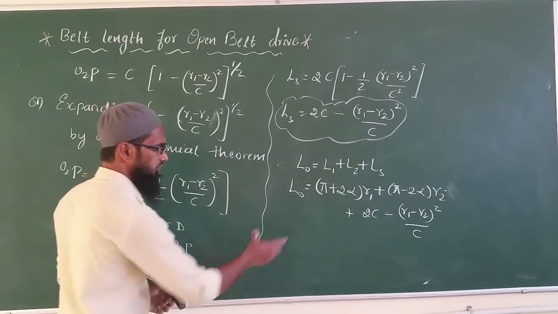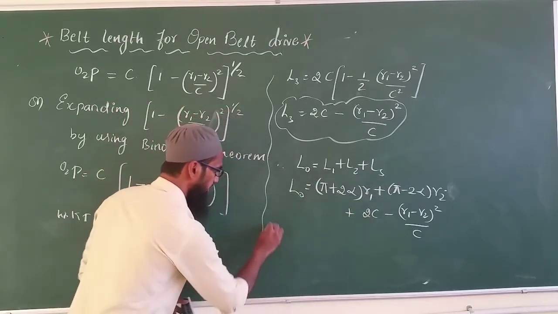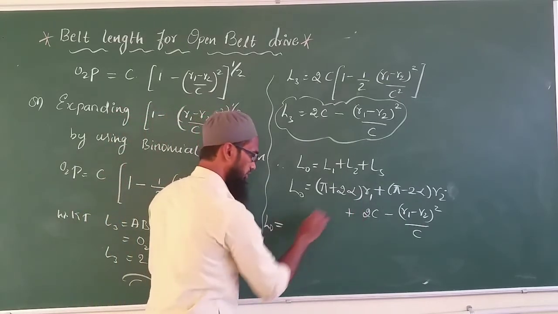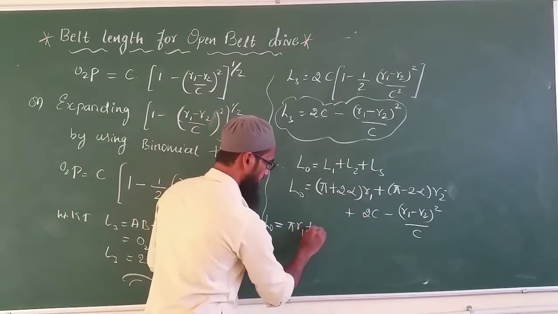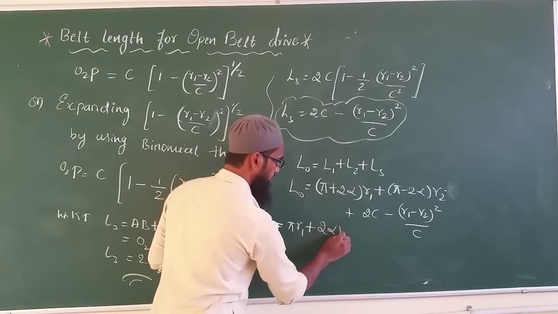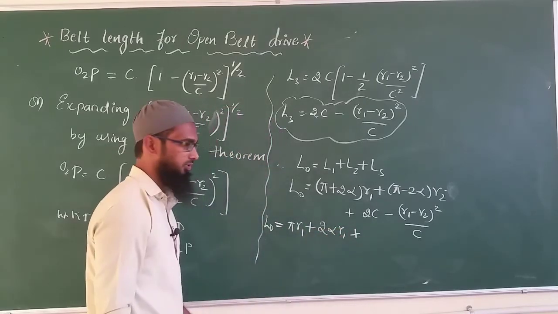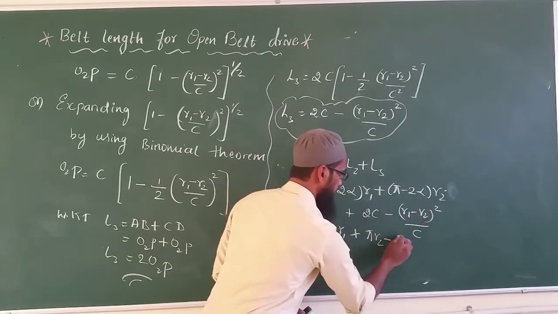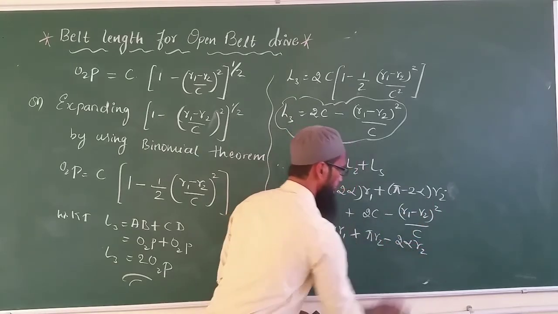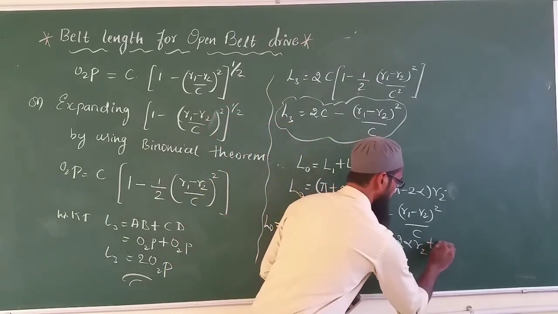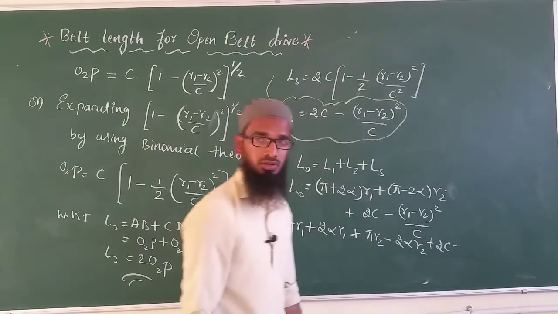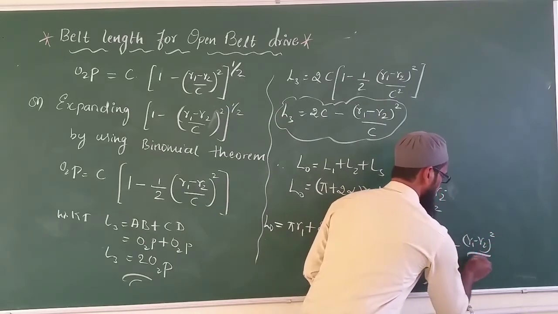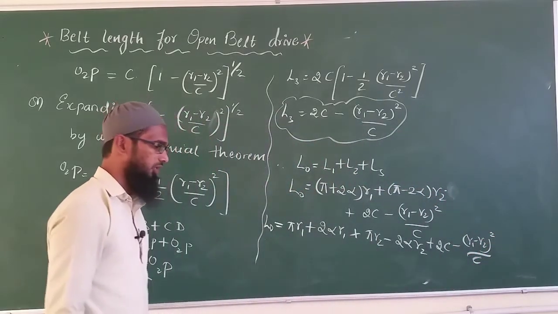So I'll remove this bracket here. I'll get L0 is equal to pi R1 plus 2 alpha R1 plus pi R2 minus 2 alpha R2. Then this term we write as it is, 2C minus (R1 minus R2) whole square by C. So this is the length we are getting here.